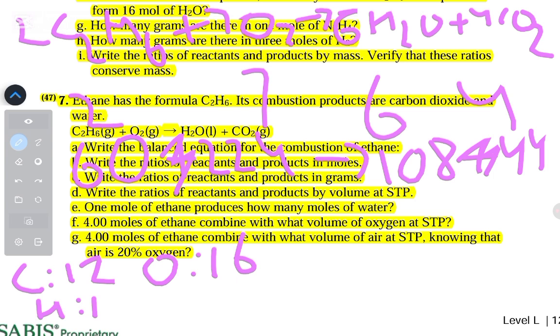Wait, what did I do here? 18 times 6 is 108. CO2, oh right, I didn't multiply the 44 by 4. Sorry. 44 times 4 will be 176. Yes, 176. Now, if you add them together on both sides, it's going to be 284 on both sides. That's it. 284, so it's equal.